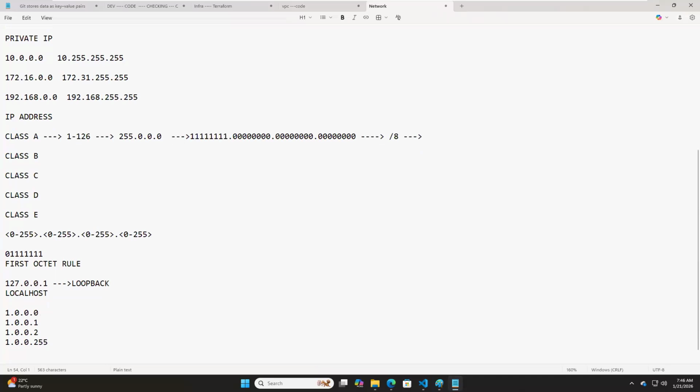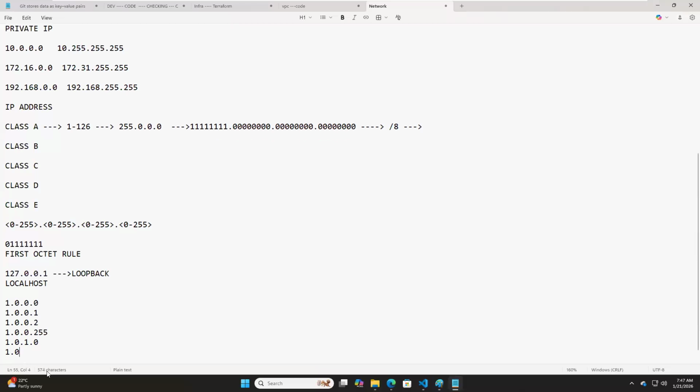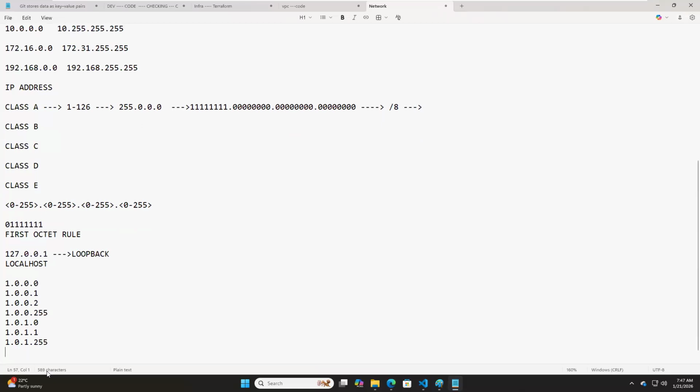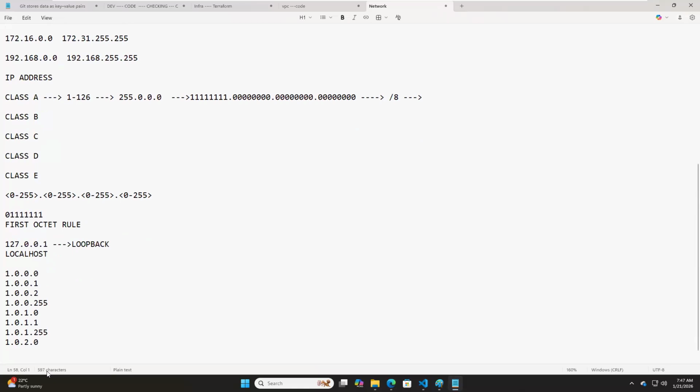After 255, what will happen? The number 256 will not come. So then the third octet is incremented to the next number: 1.0.1.0. Then 1.0.1.1, and again it will go up to 1.0.1.255. Then again there won't be 256, so then it will be 1.0.2.0, and it will keep on incrementing, and like that what will happen?